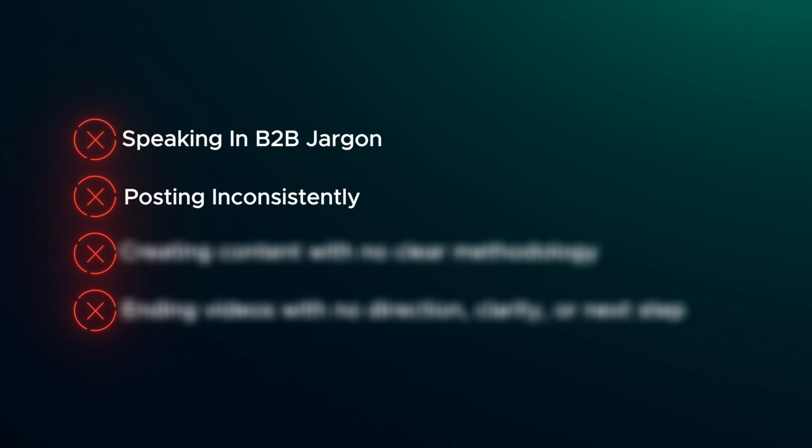Mistake 2, posting inconsistently or switching audiences too often. The algorithm doesn't know who to send your videos to if one day you're talking about workflow automation and the next day about entrepreneurship. You need to build a content cluster that attracts the right buyer repeatedly. And I'll talk about this more in the next section.